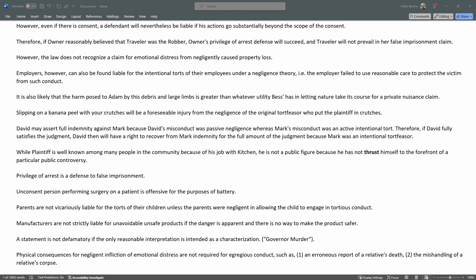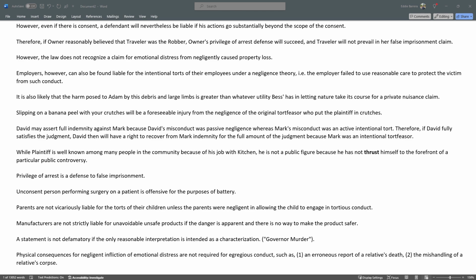While plaintiff is well known among many people in the community because of his job with Kitchen, he is not a public figure because he has not thrust himself to the forefront of a particular public controversy. Privilege of arrest is a defense to false imprisonment. Unconsented surgery on a patient is offensive for the purposes of battery.